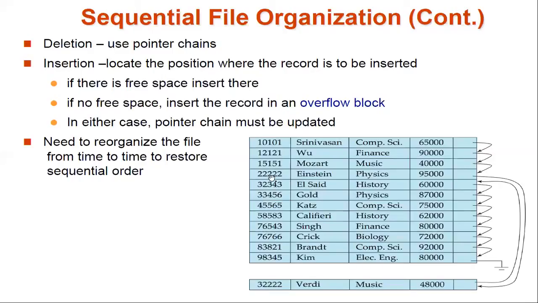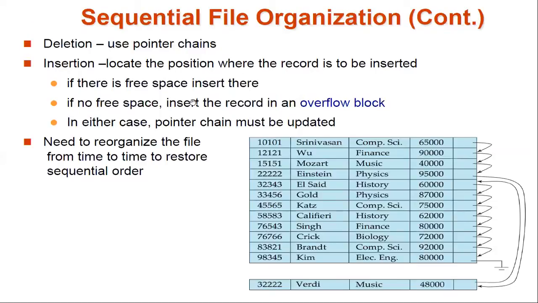Suppose you want to delete a particular record, you just remove that record, and then you adjust the pointer to the next record. That is how you do it in the linked list. Okay, it is exactly the same as your linked list deletion, right?